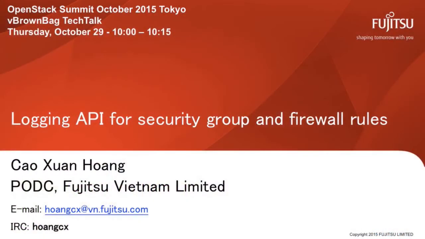Currently, I'm working for Fujitsu Vietnam in the PODC department. PODC stands for Platform of Software Development Center. Today, I would like to talk about a new feature that we are proposing to support in OpenStack networking, Neutron. The feature is a logging API for security group and firewall rule.